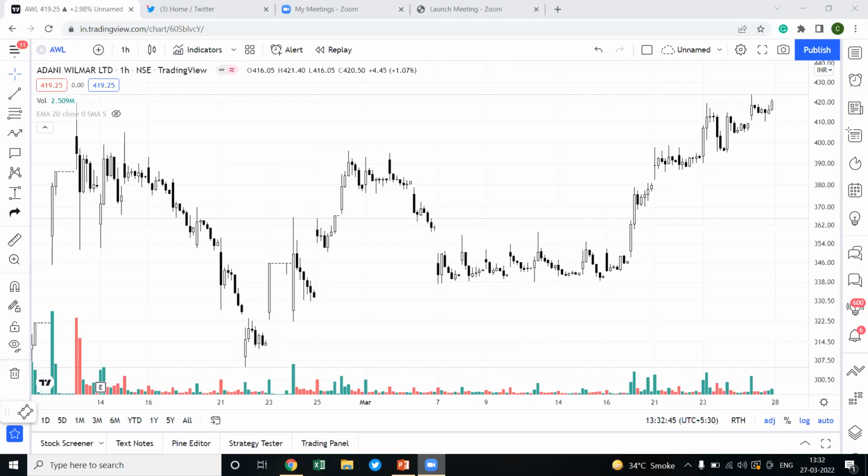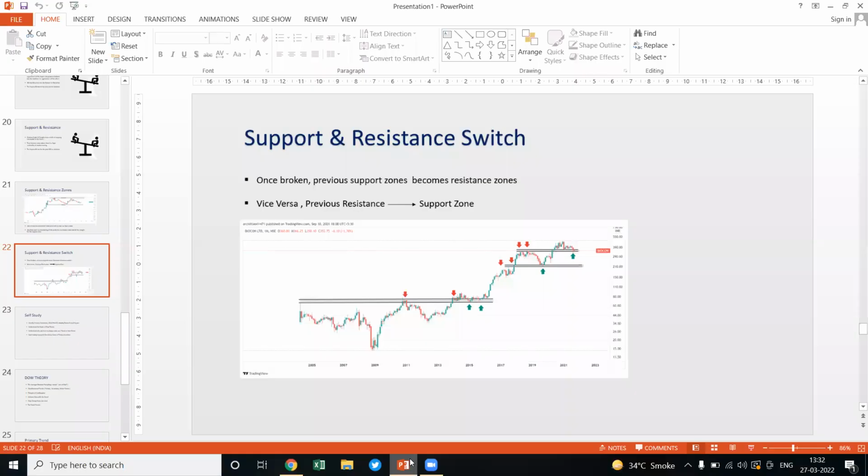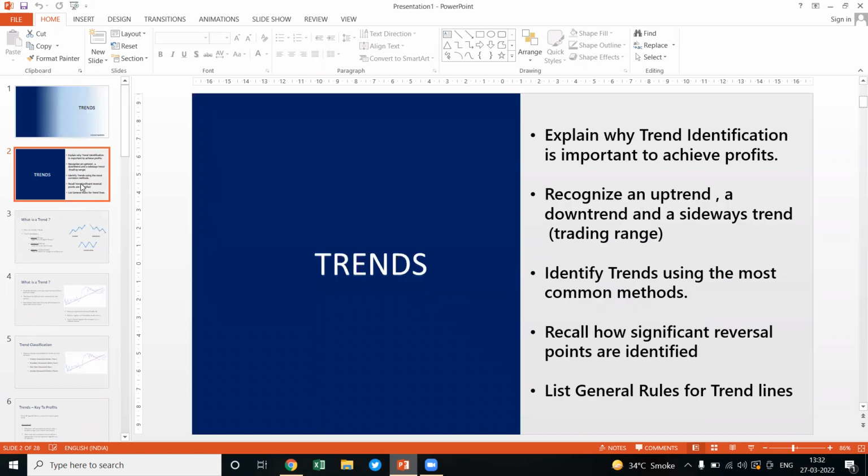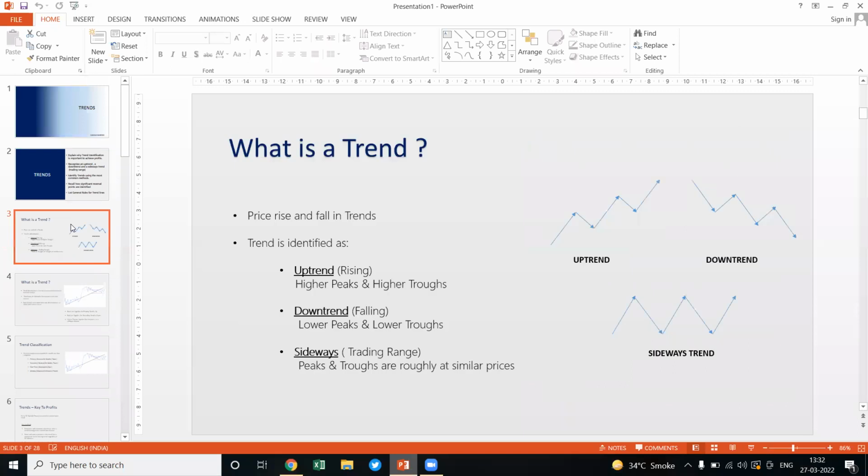Thank you. So in the last two sessions of the technical analysis series, we learned about what a trend is, how to identify a trend, and why trend identification is very important to achieve profits. I'll just take 5 minutes to give a quick overview of what an uptrend looks like, how a downtrend looks like, and how a sideways trend looks like.